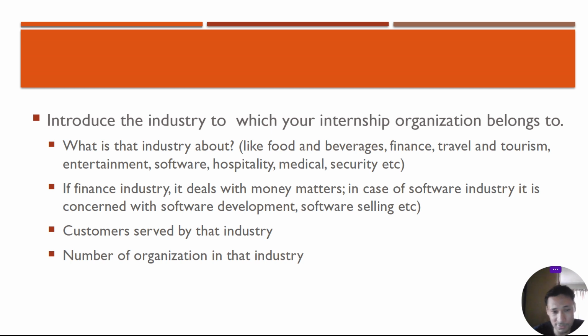For example, in the case of the financial industry, it is known that it deals with money matters. So mention that the financial industry deals with money matters. It helps people to deposit money and provides loans. It helps business organizations by providing loans. In return, it will get interest. For depositors, it provides interest, etc. Mention like that. And in the case of the software industry, it is a known fact that the software industry is concerned with software development and software selling. So mention what the different tasks other than developing and selling software are that can be part of the software industry.